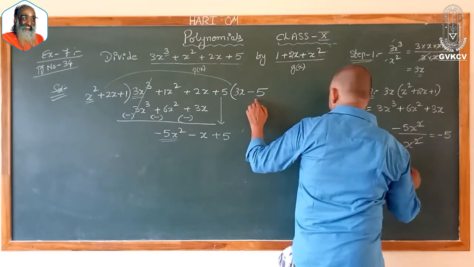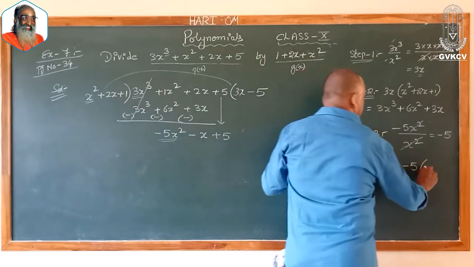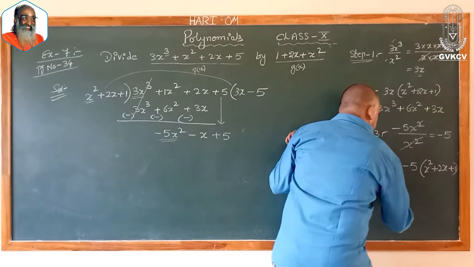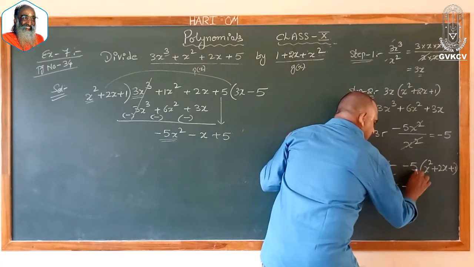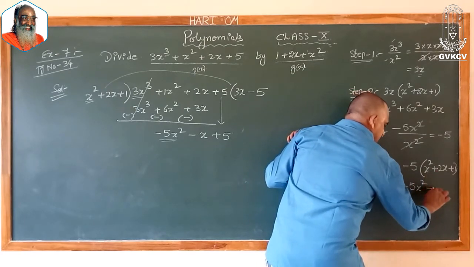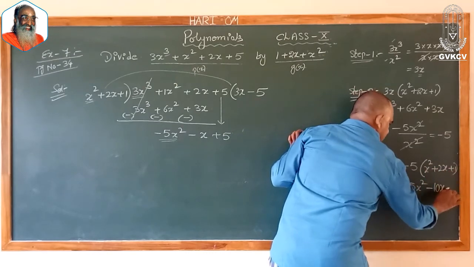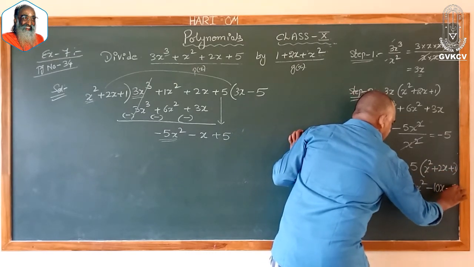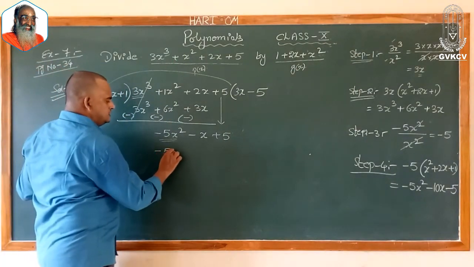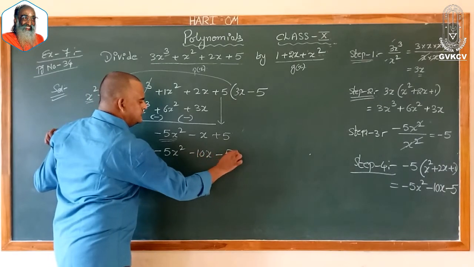With the new quotient minus 5, we should multiply the divisor, x square plus 2x plus 1. Let us multiply. Minus into plus, minus 5 into x square, minus 5x square. Minus into plus, minus 5 into 2x, minus 10x. Minus into plus, minus 5 ones are minus 5. So the product I have is minus 5x square minus 10x minus 5.